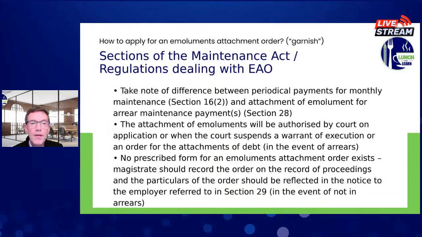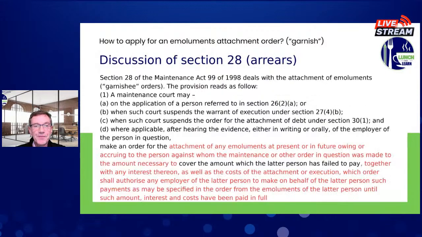At present, there's no prescribed form for an emolument attachment order. The magistrate should note on the record of the proceedings the particulars of that order as to the amount that needs to be paid, when it should be paid, the frequency, and the details of the employer, which should be reflected on the notice to the employer referred to in section 29 of the Act. And that is in the event that the respondent is not in arrears.